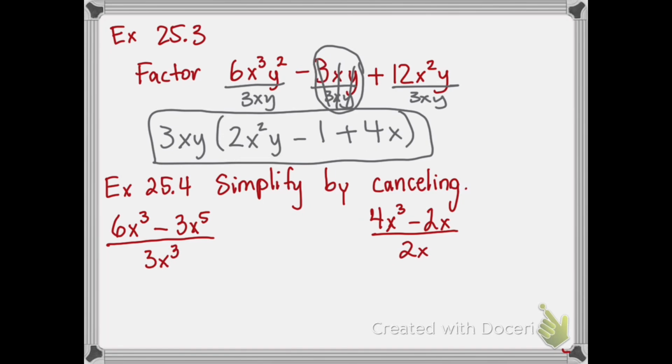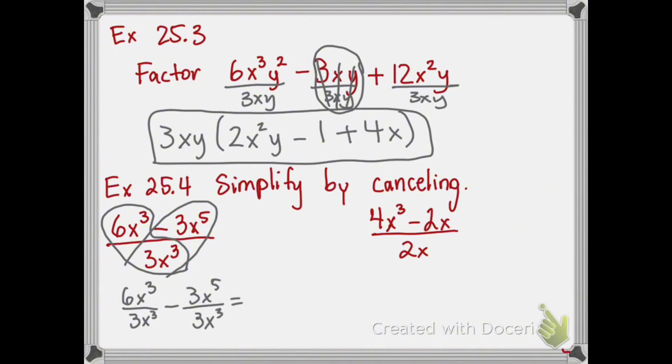In this next example, we have to simplify by canceling. So what we have to remember is that if there is a fraction with a subtraction, there is a division happening this way, but also this way. So I can rewrite these as 6x3 over 3x3 minus 3x5 over 3x3. And then we would find the answer by dividing each one of these. So 6 divided by 3 is 2. x3 divided by x3 is 1, so we just keep the 2. Minus 3 divided by 3 is 1, and x5 divided by x3 is x2. So that would be the answer.